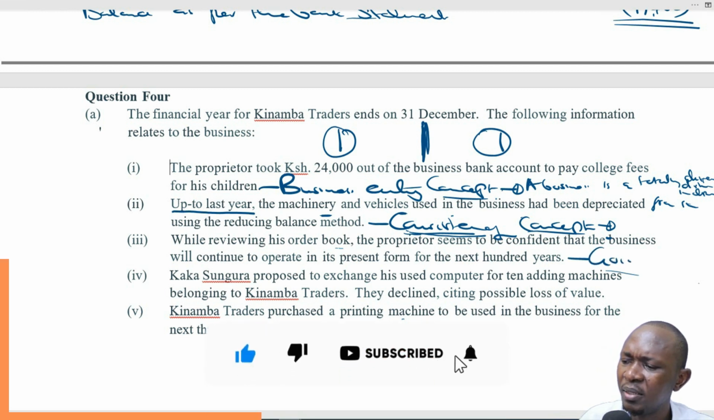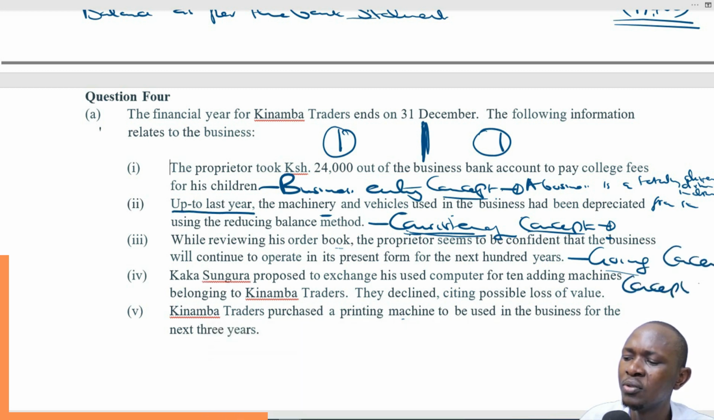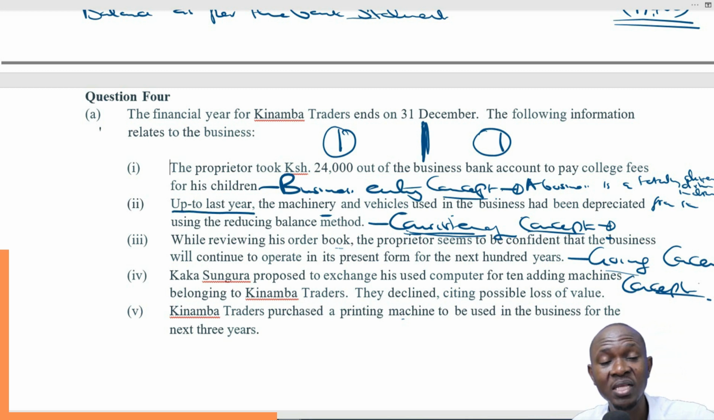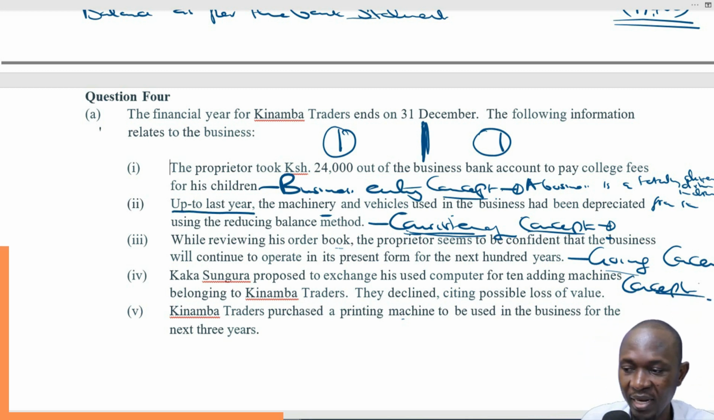This, without even blinking an eye, is the going concern concept. The going concern concept simply assumes that the business, it's also an assumption, will be there in the next so many years to come. And it is actually this principle that allows us to have the accrual concept. So we assume that the business will be there in the subsequent years to come. That is the going concern concept.